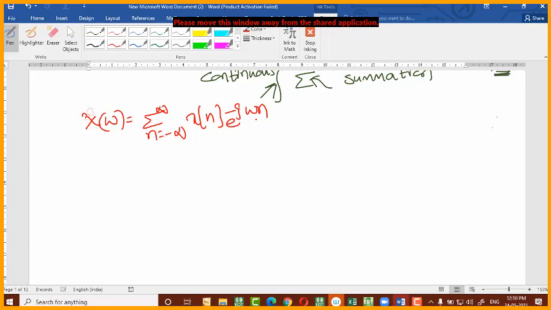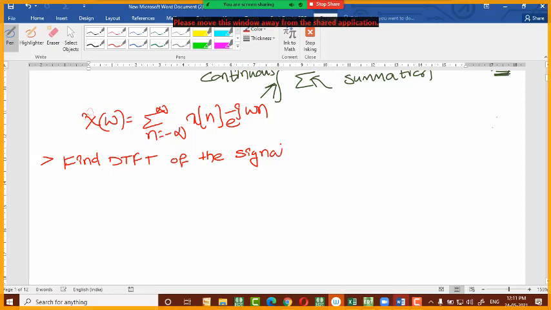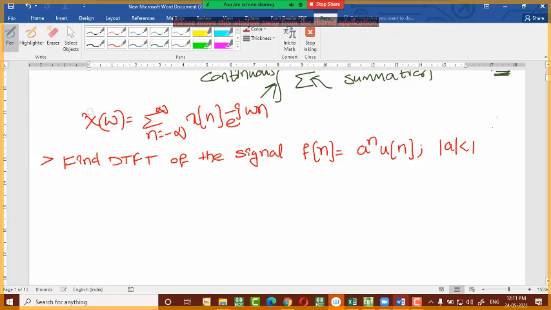Fine. I'll write down the problem. Find the DTFT or discrete time Fourier transform of the signal f of n. F of n is equal to a power n u of n, where modulus of a is less than 1.